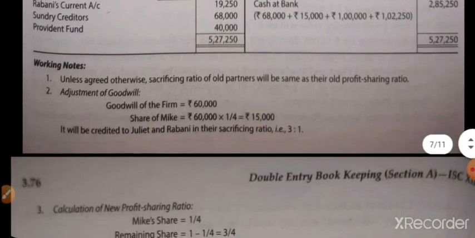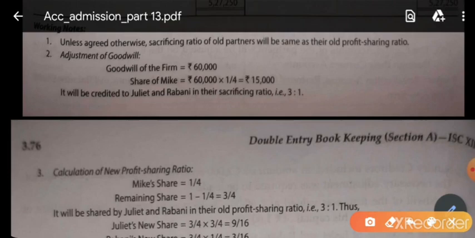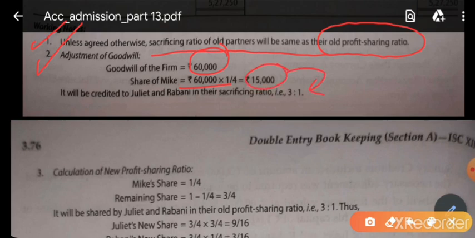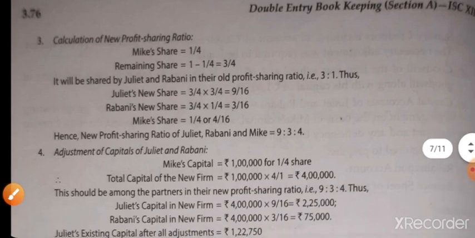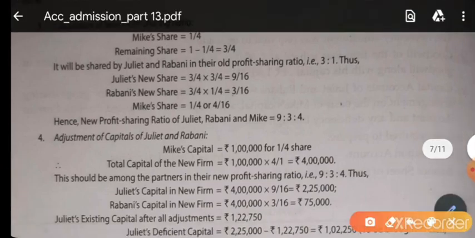So we can see the working notes. It is written there: unless agreed otherwise, the sacrificing ratio will remain the same as the old ratio. I have already told you many times. Goodwill adjustment also we have discussed many times. Total goodwill was given. Out of total goodwill, Mike's share is calculated as 15 and divided in the sacrificing ratio. Next, the new ratio is calculated. The calculation of the new ratio we have also discussed many times. So this is the calculation of the new ratio, and the new ratio is 9:3:4.